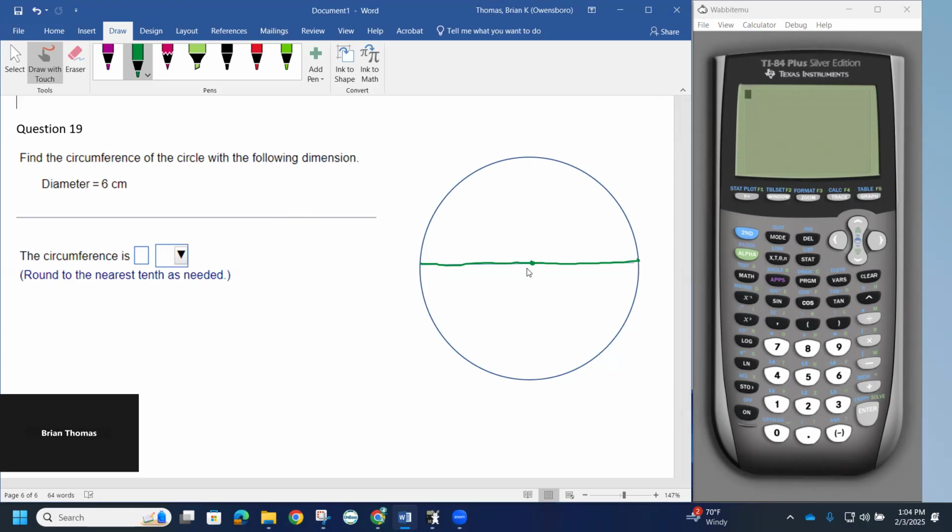So this diameter is 6 centimeters. Notice again, this is not to scale. Well, and one of the things we've learned though is in math, if you measure the circumference and divide it by the diameter, it approaches this value, 3.14.